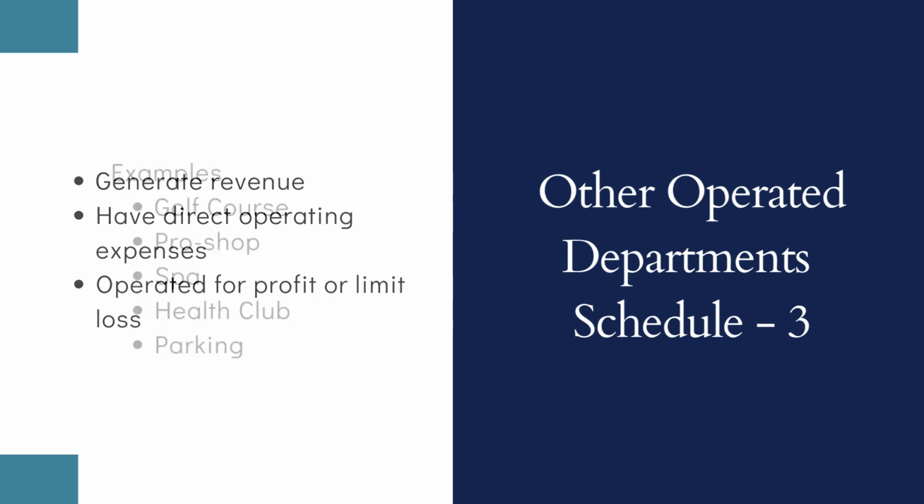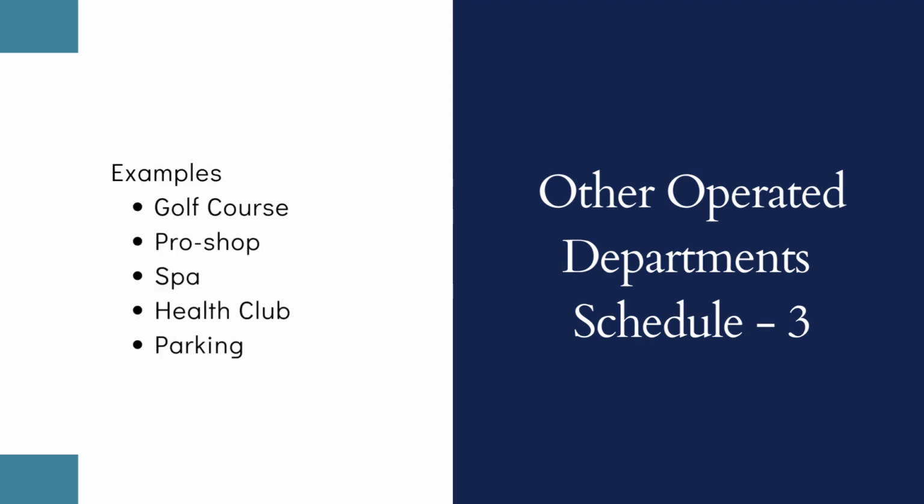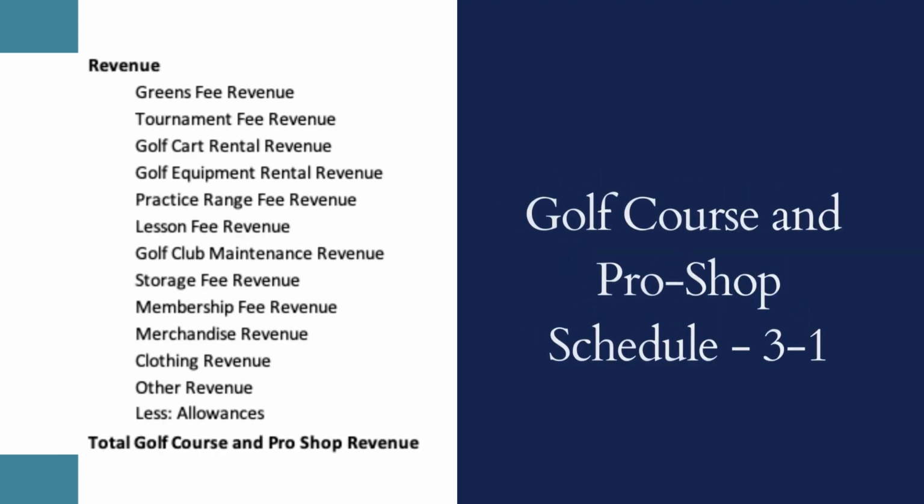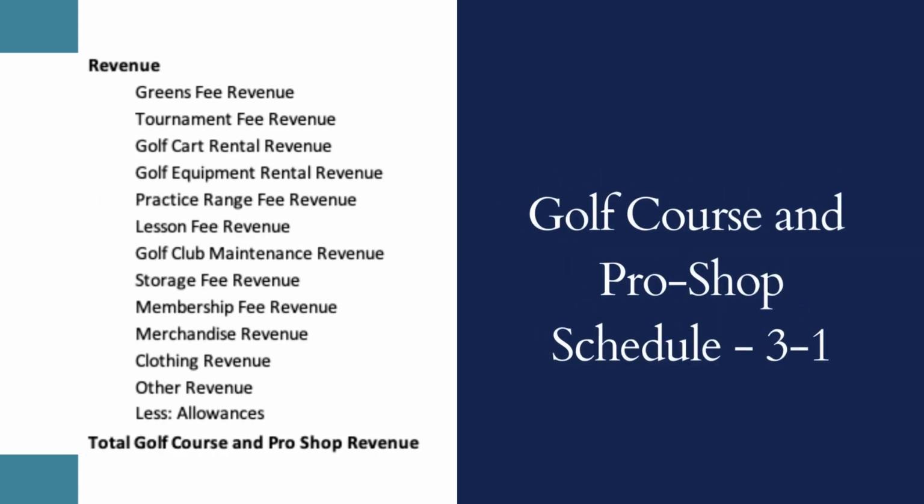Think about entities like golf courses, pro shops, spas, and parking facilities. Taking a closer look, let's consider an example of a subschedule tailored for the golf course and pro shop. This detailed breakdown highlights how all revenue sources intricately tie back to the activities taking place within the golf course and pro shop. This covers a spectrum of revenue streams, including greens fees, tournament fees, golf cart rentals, lesson fees, storage fees, and merchandise and clothing sales within the pro shop.